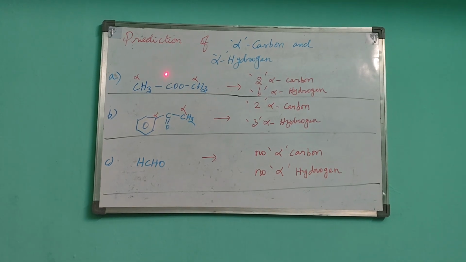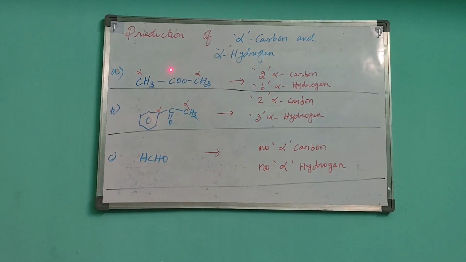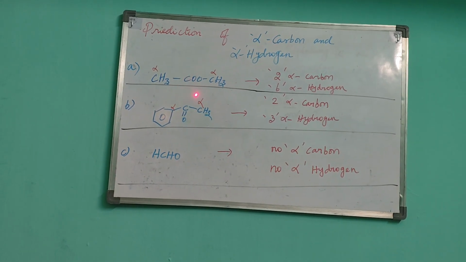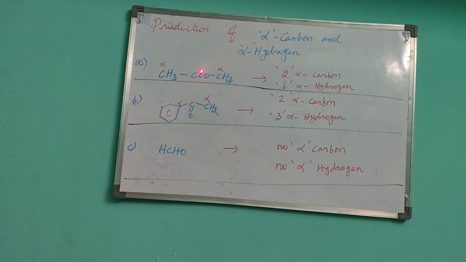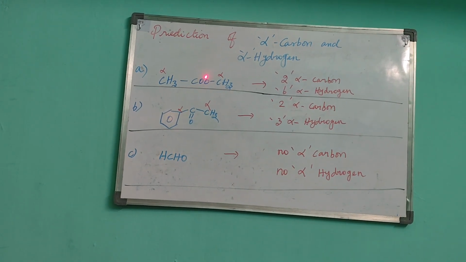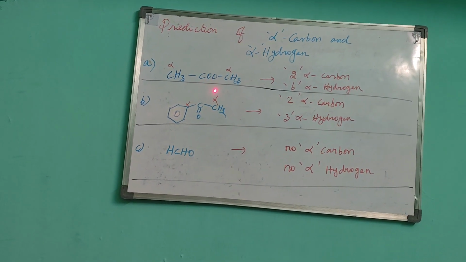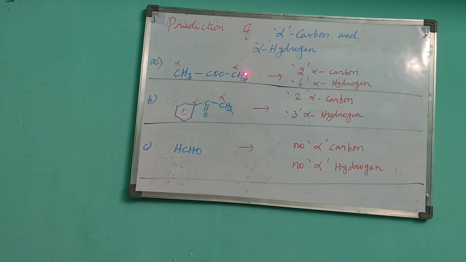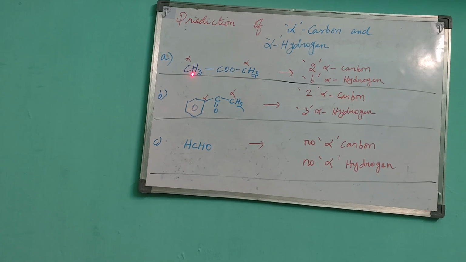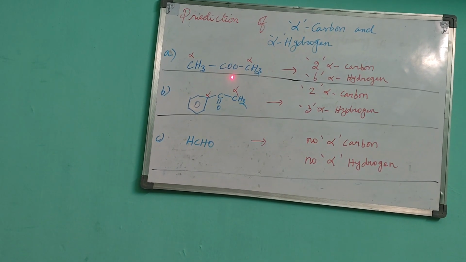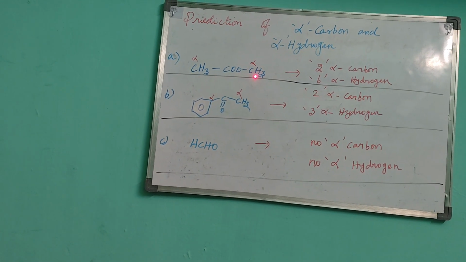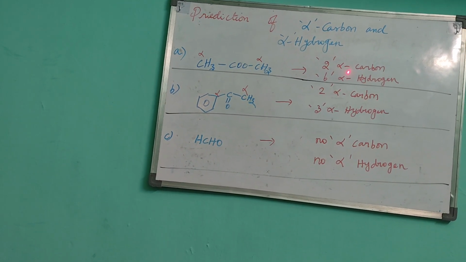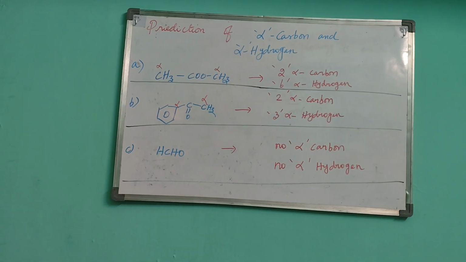If you see, the first step to find the alpha carbon is to find the functional group. So in this compound, COO is the functional group. So what is alpha carbon? The carbon which is directly attached to the functional group is alpha carbon. So this carbon as well as this carbon, both are directly attached to the ester functional group. So both these carbons are considered alpha carbons. So there are two alpha carbons present in this compound.